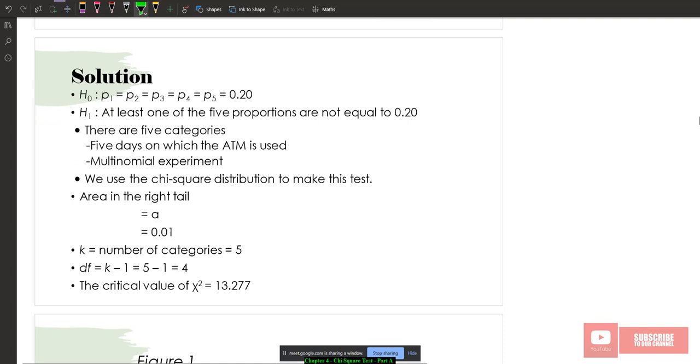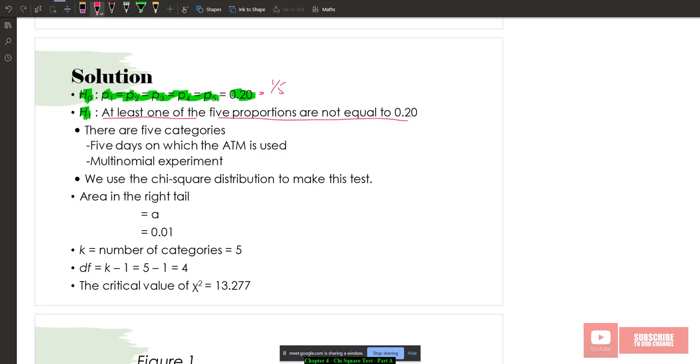So now our solution here is, we first state the null hypothesis and alternative hypothesis, right? The null hypothesis is all the probabilities of using the ATM machine are equal, which is 0.2, so it's also equal to 1 over 5. The alternative: at least 1 of the 5 proportions is not equal to 0.2.